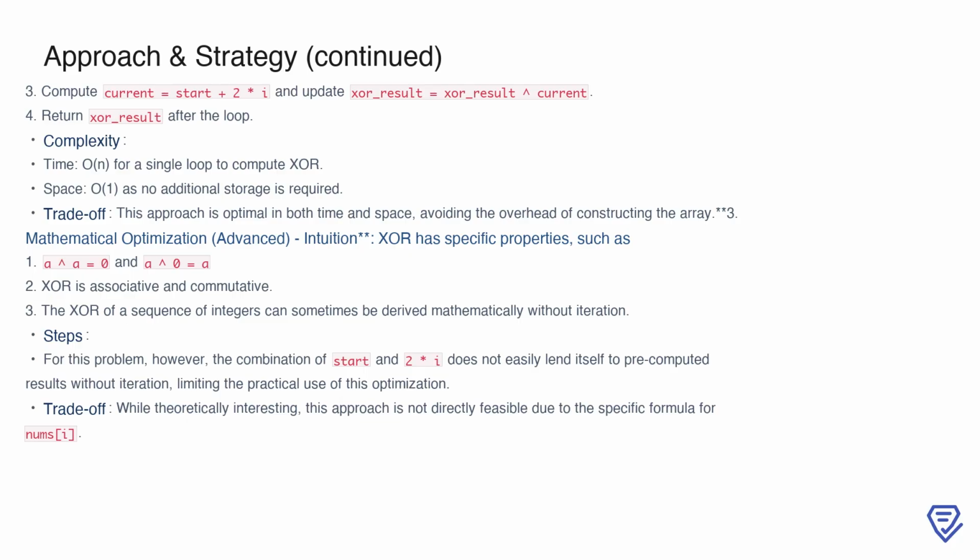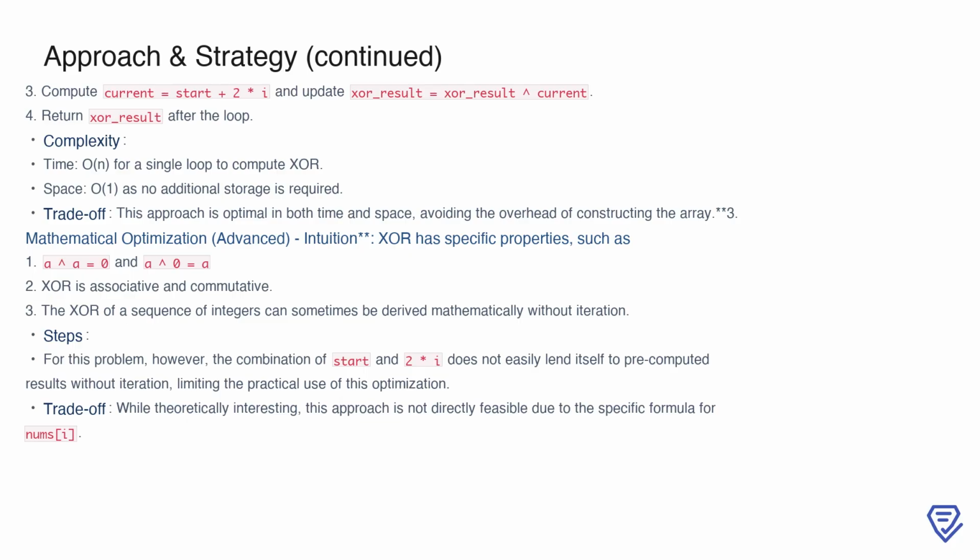Here's how it works. We initialize a variable XOR_result to 0. Then, for each index i from 0 to n-1, we compute the current value as start + 2 * i and immediately update XOR_result by XORing it with the current value. By the end of the loop, XOR_result contains the final result, which we return.